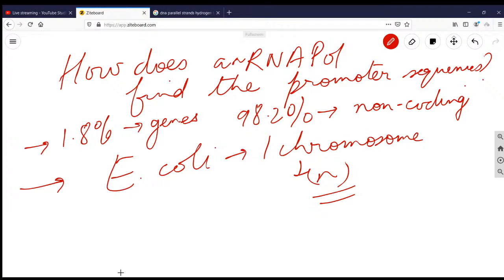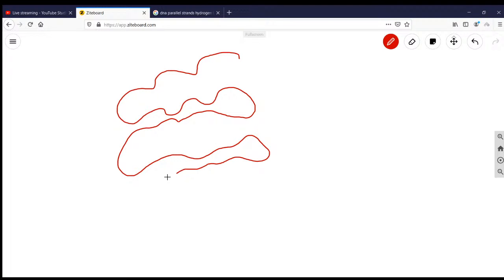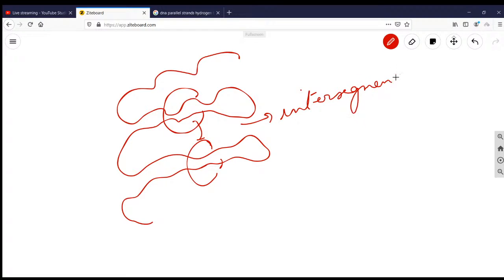So how does an RNA polymerase find them? One way is it will keep on sliding from one place to the other. One way is it can cause intersegment transfer. Like this is a DNA, and this is a DNA. So RNA polymerase is transferring from here to here. It is shifting itself from here to here. That is known as intersegment transfer. Otherwise, it can keep on sliding.